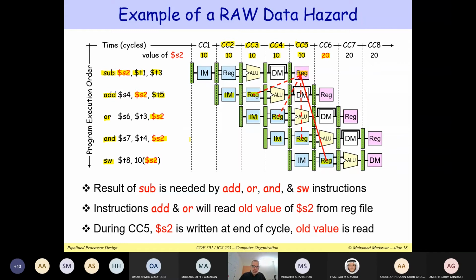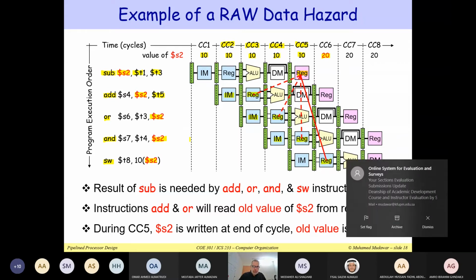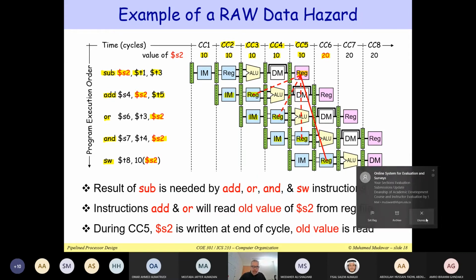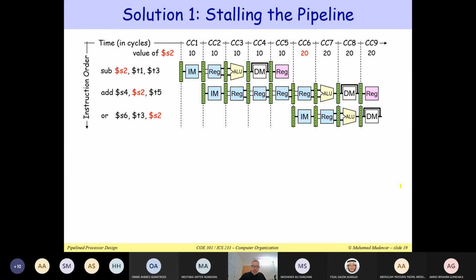Notice that in the case of the store, we are reading the correct value, but for the 3 instructions, we are only worried about the add, the OR, and the AND. So one solution is called stalling the pipeline. First we detect, like you said, because if there is no read after write, there is no problem. We can just read early in the pipeline. But the problem is when we have a data dependence.